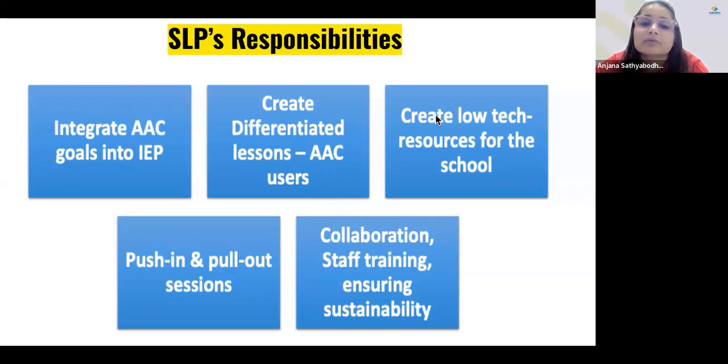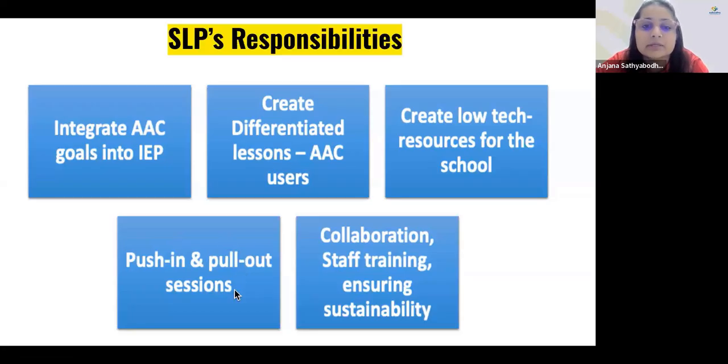And of course, overall, we were all involved in creating low tech resources. So we created lots of communication resources, lots of different types of communication boards on AAVAS, and then we got it printed off in different formats and used it all over the school.